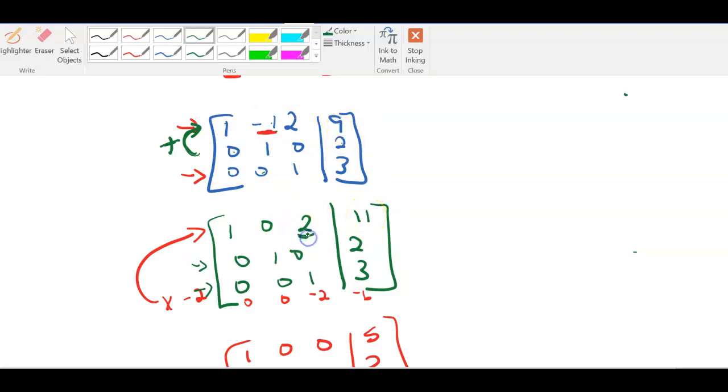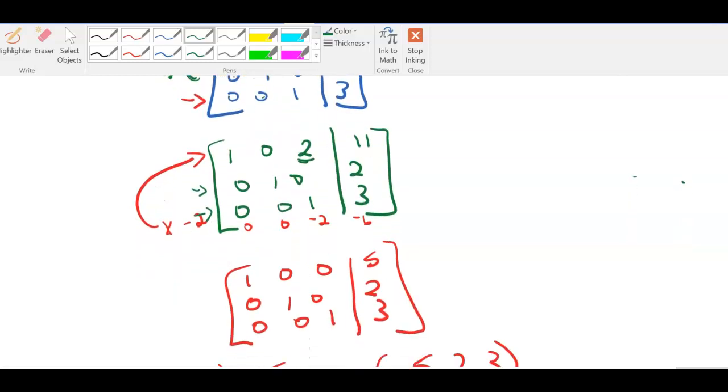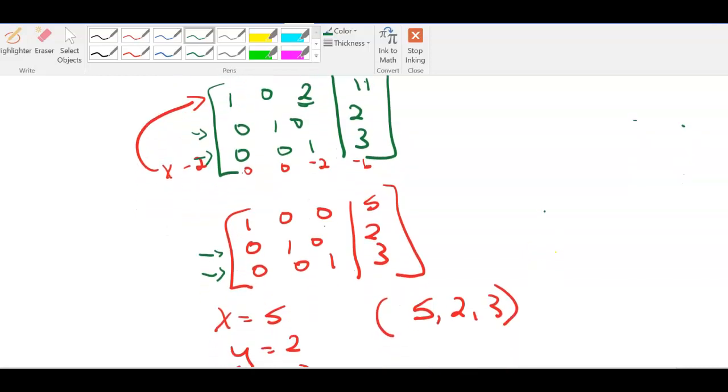Next, I had to get rid of this guy. So that means I have to take the bottom row times negative 2. So that was 0, 0, negative 2, negative 6. So I have to add these up to the first row. Third row, second row stay the same. 0 and 1 is 1, 0 and 0 is 0, negative 2 and 2 is 0, negative 6 and 11 is 5. So your answer is 5, 2, and 3.